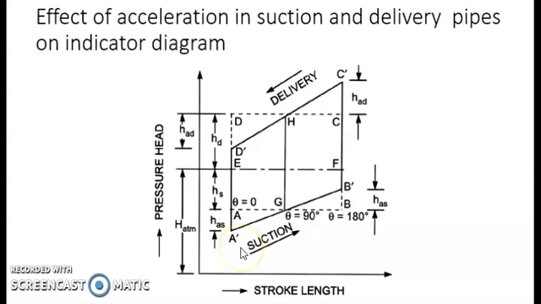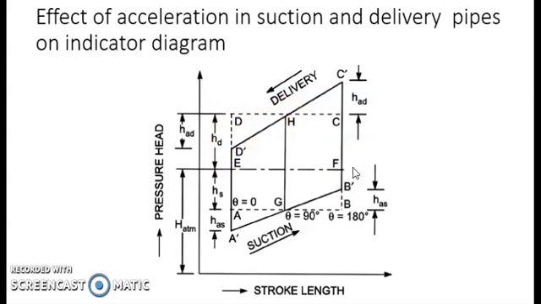So for the suction stroke, the indicator diagram will be shown by A' G B'. Also the area of A'G will be equal to the area of B'G. Similarly, during the delivery stroke, the value of h_ad is positive at the beginning of the stroke, 0 at the center, and negative at the end of the stroke.